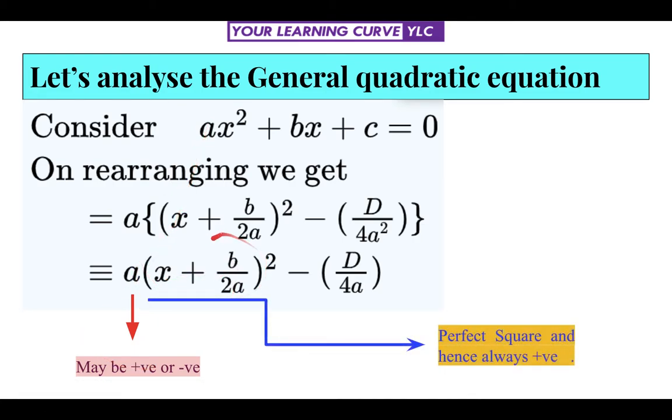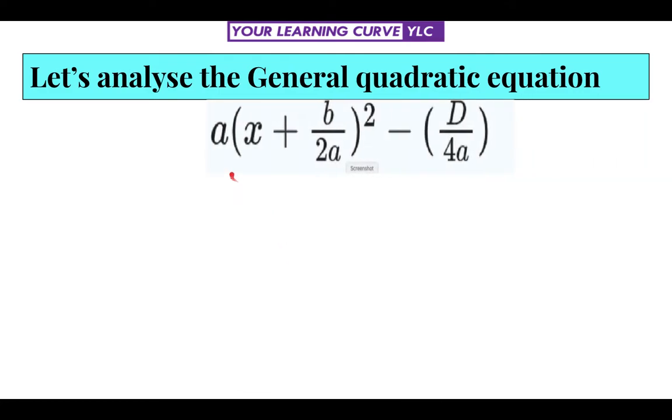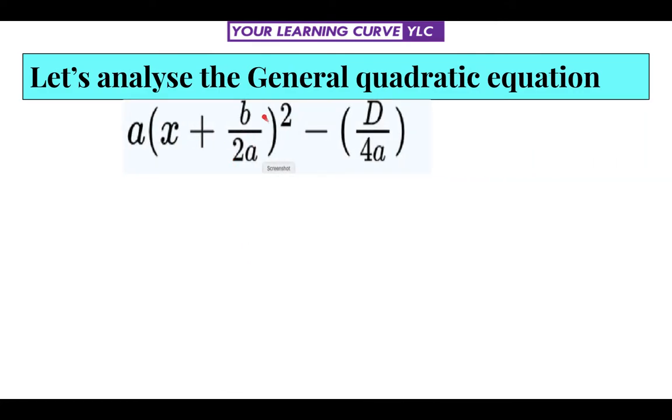x plus b by 2a whole square, this is a perfect square, so this quantity is always positive. d by 4a is a constant number, may be positive or negative. d is the discriminant and a is the leading coefficient. Depending on the value of d and a, this number is a constant number, positive or negative. Now let's see where this x plus b by 2a whole squared varies.